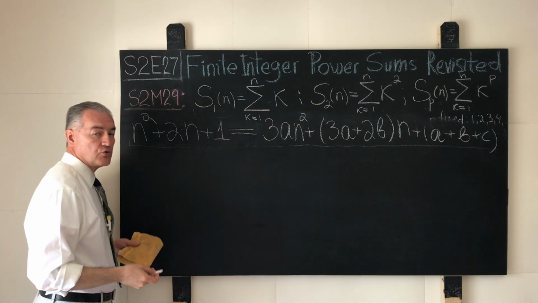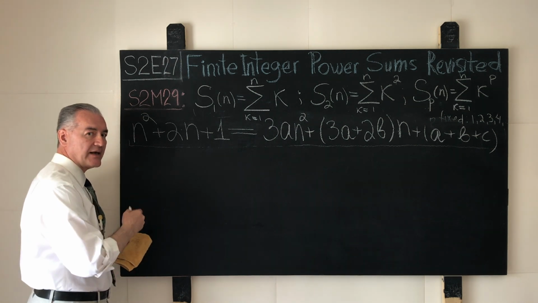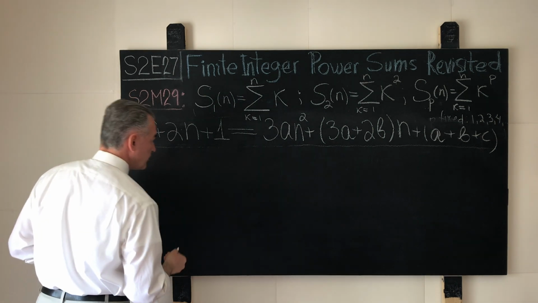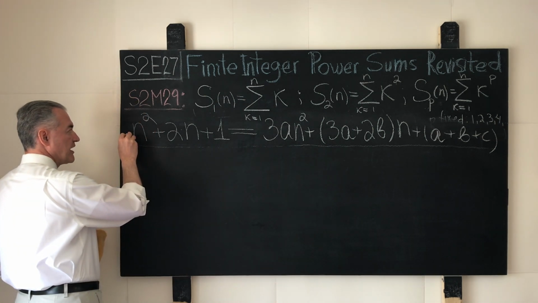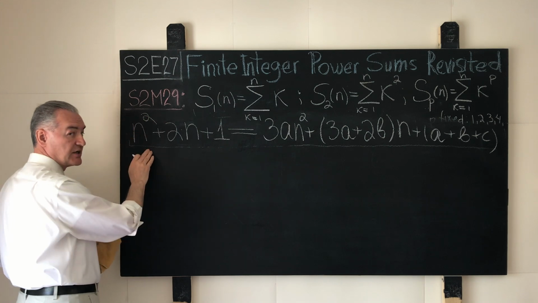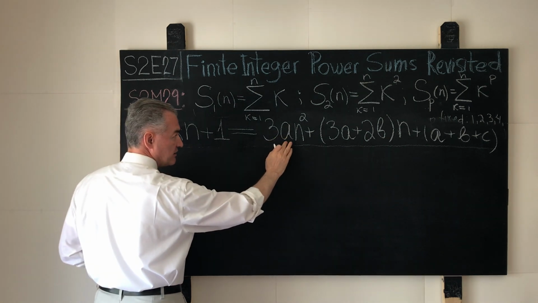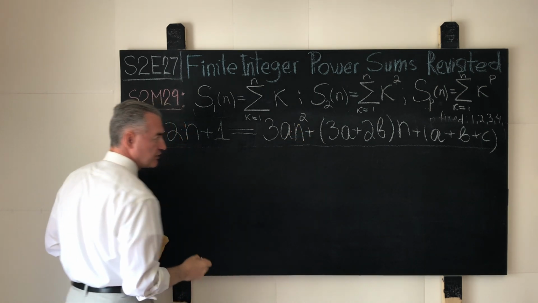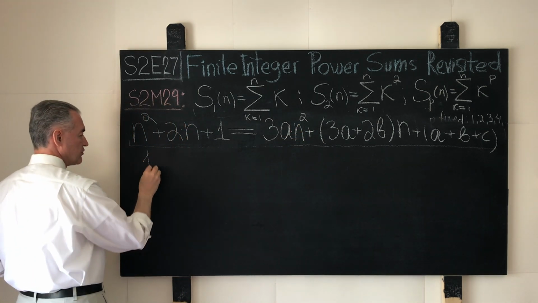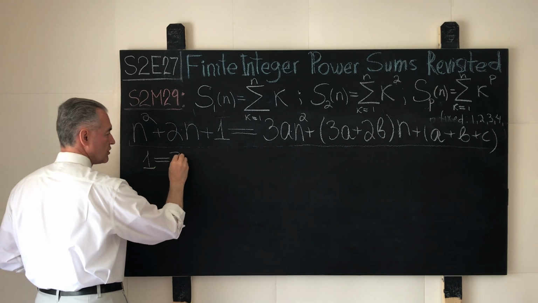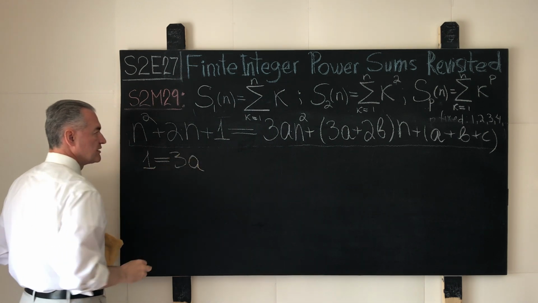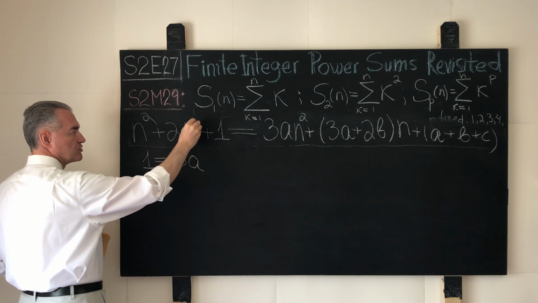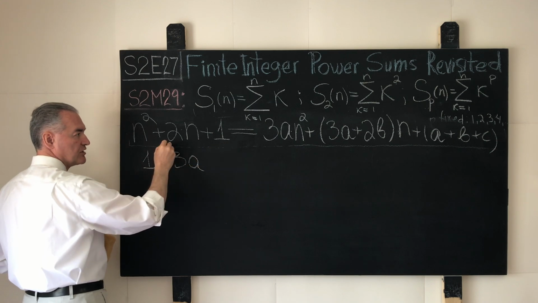Now we equate the coefficients that are attached to like powers of n on either side of the equal sign. By doing that, what do we see? 1 attached to n squared on the left-hand side of the equal sign. 3a as a coefficient attached to n squared on the right-hand side of the equal sign. Hence, we claim that 1 is equal to 3a. Next, 2 as a coefficient attached to n raised to the first power on the left-hand side of the equal sign.